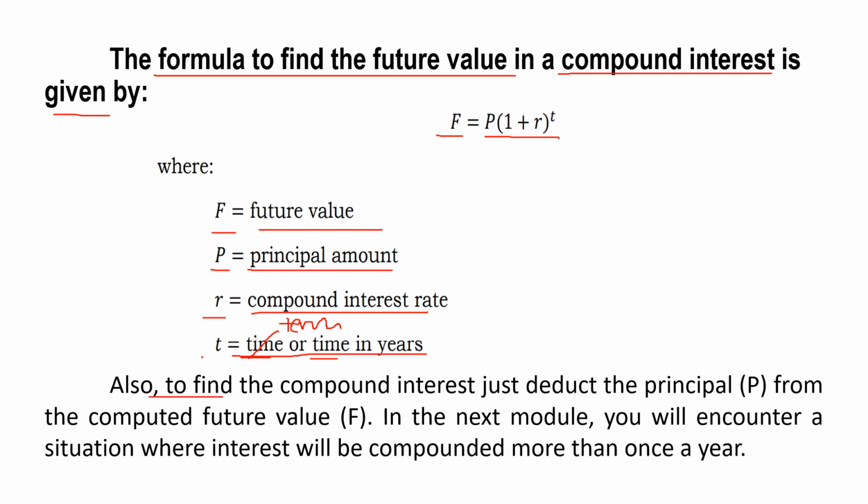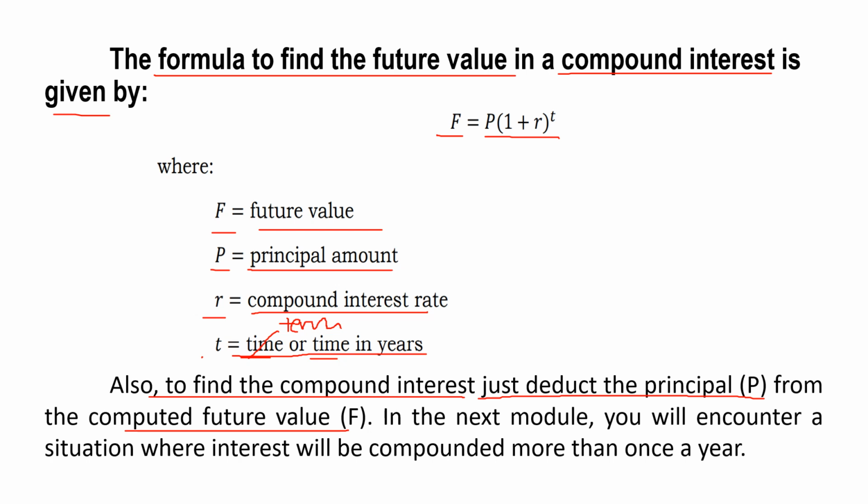So also, to find the compound interest, just deduct the principal P from the computed future value. Yes, because your future value will be equal to your principal plus interest. That's why if we deduct your principal from the future value, then the resulting value is your computed interest.